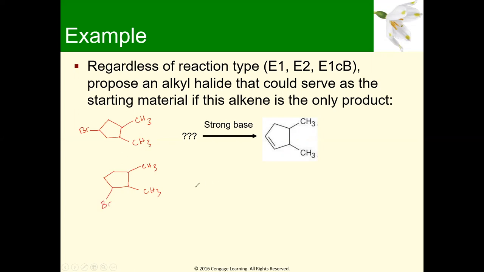So let's think about what the products would be if the bromine is in either of these two positions, and maybe that'll help us decide which alkyl halide did serve as the starting material to produce this alkene that's shown on the right. Let's do this one down below first. Remember, essentially you're going to eliminate HBr. We've got two hydrogens here, implied, and then right here we also have another hydrogen that's implied.